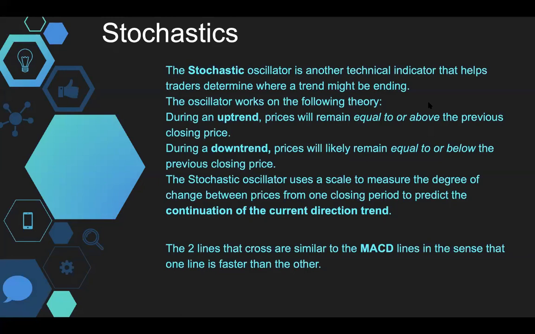Stochastics. The stochastics oscillator is another technical indicator that helps traders determine where a trend might be ending, right? Oh, what was the previous slide that I had? Oh, never mind. The oscillator works on the following theory. During an uptrend, prices, wow, so much. Thank you, Chuck. Thank you. Just trying to help you guys out, all right?